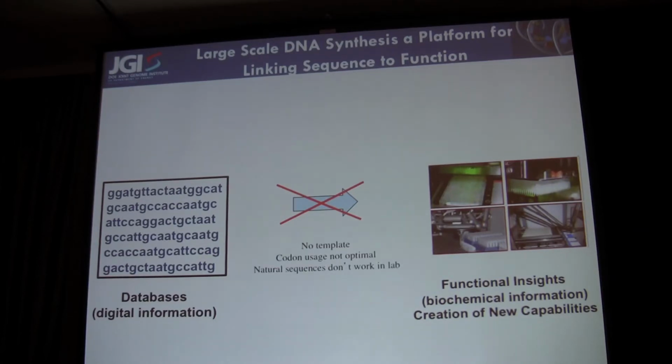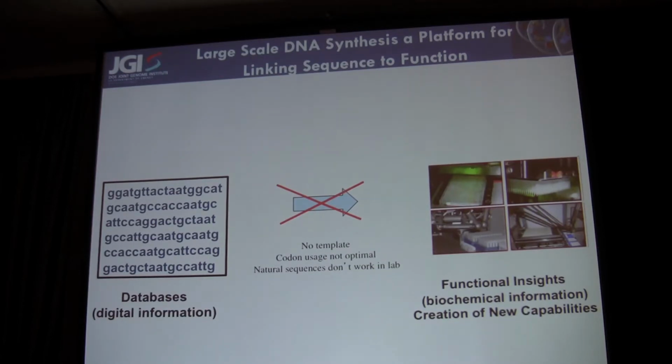Some of the problems are that getting hold of template sometimes is hard, especially if you've generated your sample from a single cell or from a metagenome. But mostly, even if you could get hold of your template, the native sequences from these very exotic organisms might really not work in the model organisms that we're used to working with. Maybe the codon usage is very different.